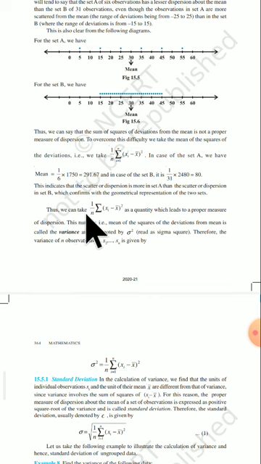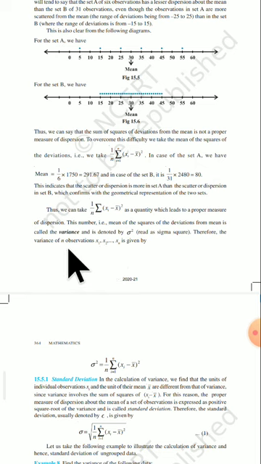Thus, we can take 1 by n into summation of xi minus x bar square as a quantity which leads to a proper measure of dispersion. This number, that is the mean of the squares of the deviations from the mean, is called the variance. Remember this definition: the mean of the squares of the deviations from the mean is called the variance, and it is denoted as sigma square.